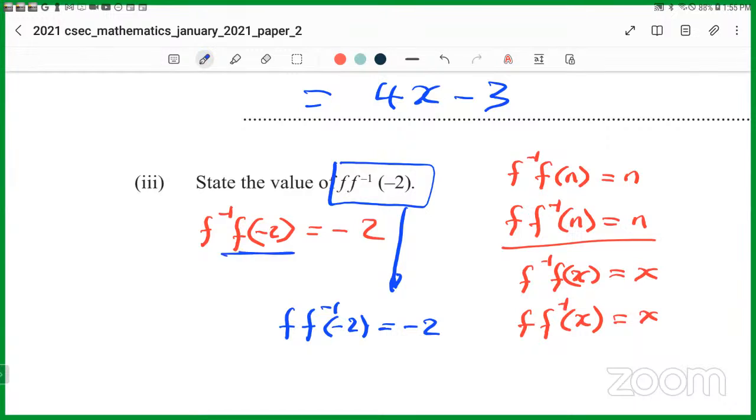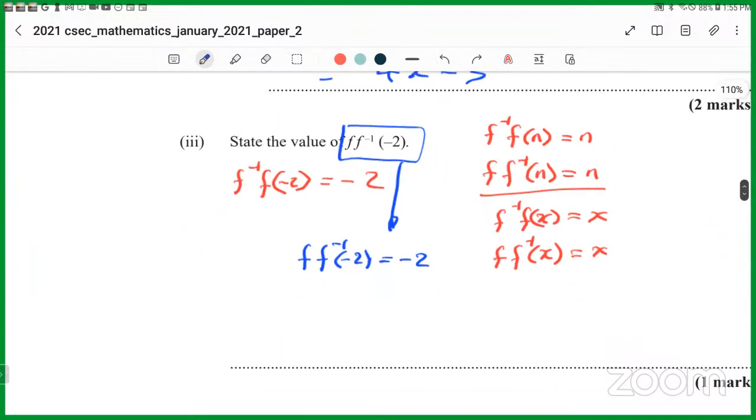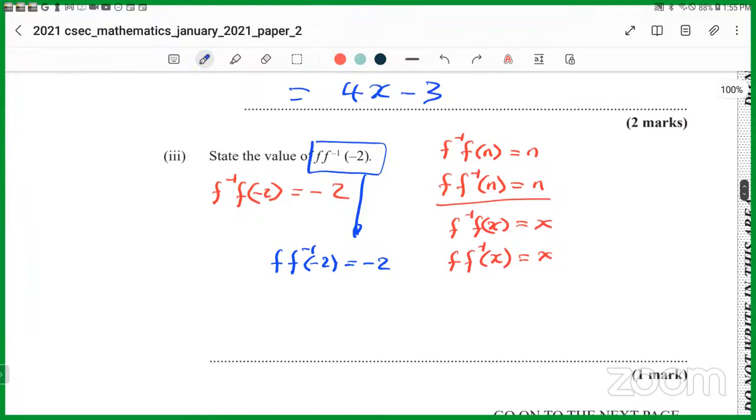And this expression means this first, followed by that. So the function does something with the negative 2, and you bring in the inverse. The inverse is going to reverse it back to the negative 2. It's like you have negative 2 here, and you put the inverse on it.